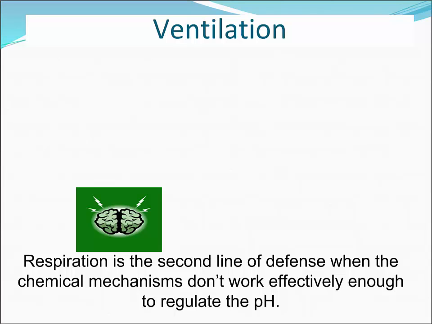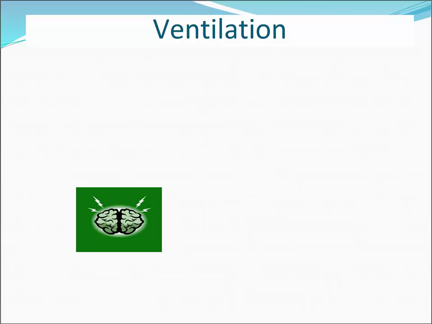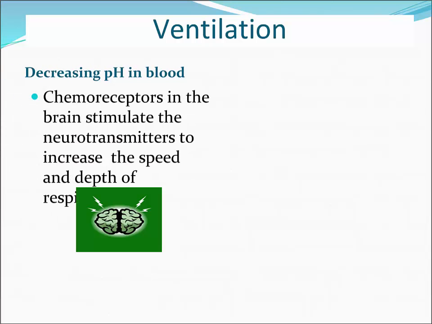So as I said before, respirations are a second line of defense when the chemical mechanisms don't work effectively enough to regulate the pH. So basically this is what happens. If the pH in the blood is decreasing, the chemoreceptors in the brain stimulate the neurotransmitters to increase the speed and depth of respirations. It's a feedback loop.